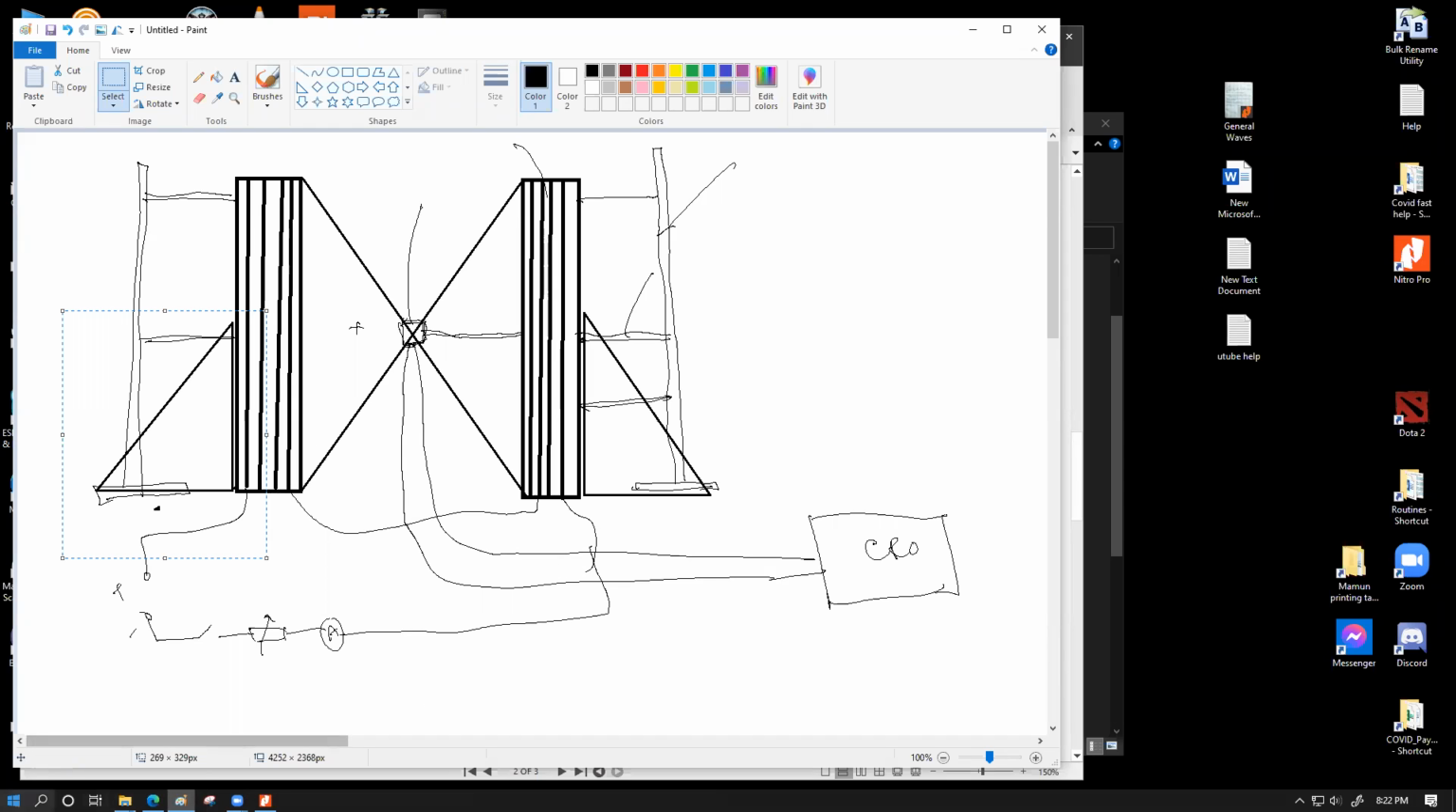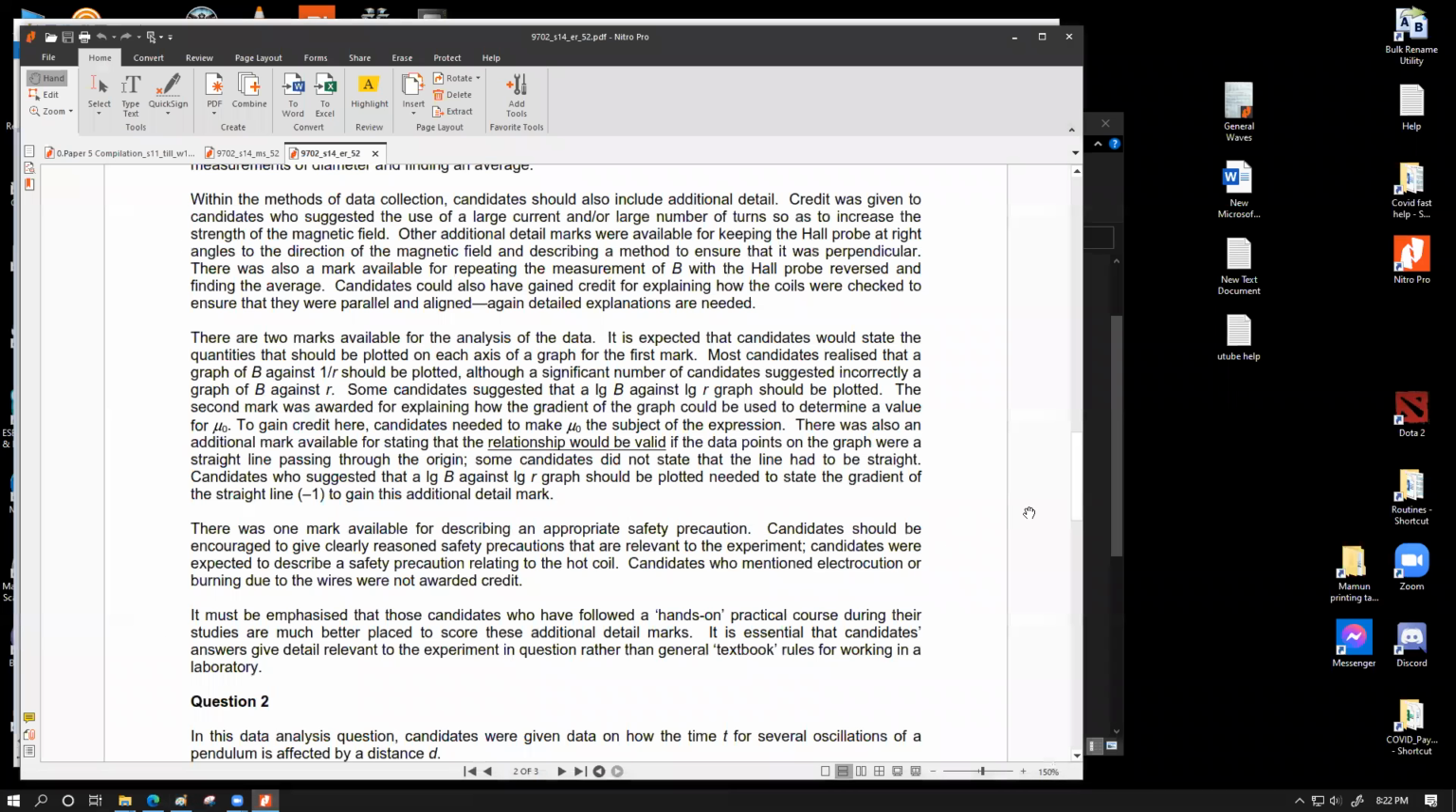So that was a pretty detailed one. I tried to be as detailed as possible for this question, and then let's pick up the next one. From here we have 9702/51 ON13 question number 1.